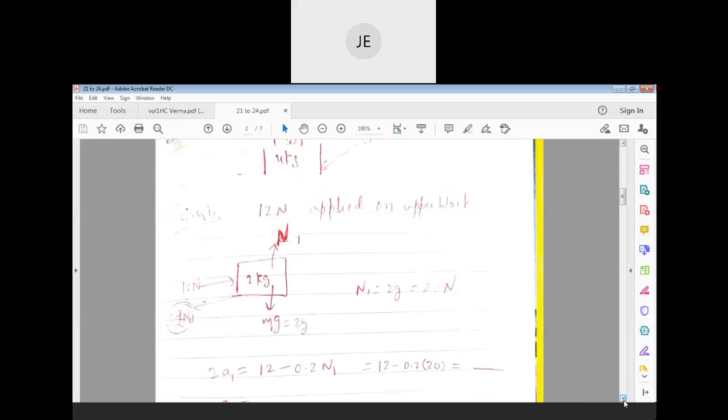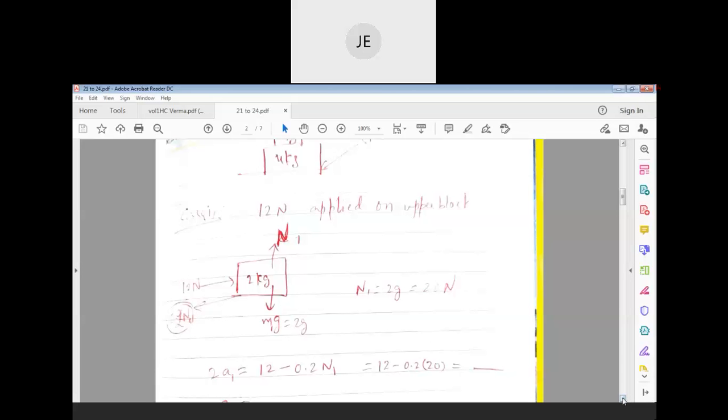Then if you draw the free body diagram: normal force upwards, weight downwards, 12 Newton rightwards, frictional force leftwards. Frictional force is mu into N1. So normal force is mg, that is 20 Newton. Frictional force will be 0.2 into normal force. So leftwards frictional force and rightwards applied force is 12 Newton.